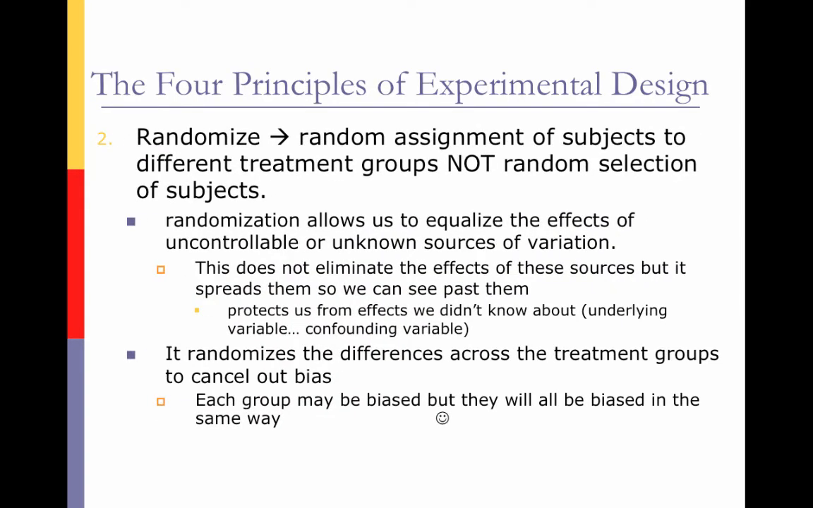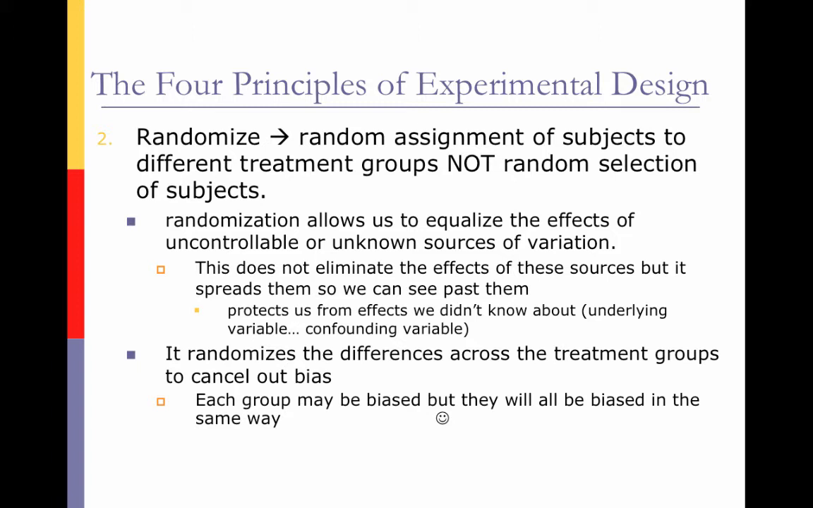The next principle of the experimental design is to randomize. What this means is that you randomly assign subjects to the different treatment groups. Now, I want to be specific here. In a survey, what you are doing is you are taking a random selection of subjects. You're identifying your population and you're randomly selecting them. An experiment doesn't have to have randomization in this way.